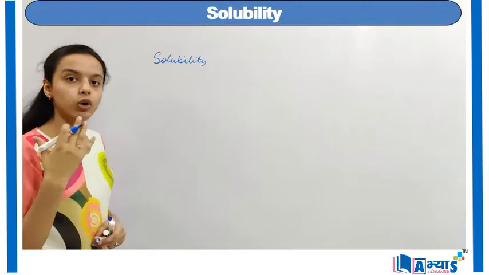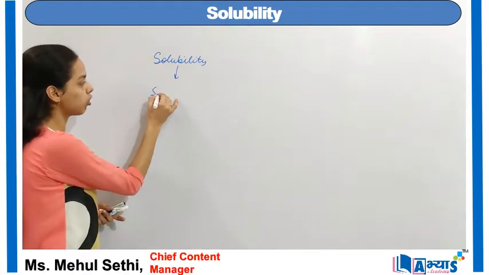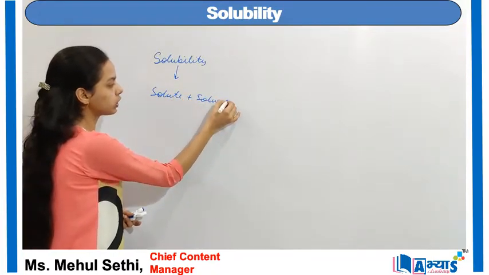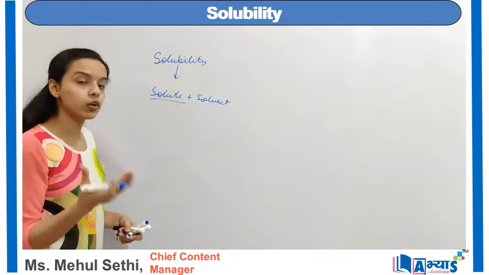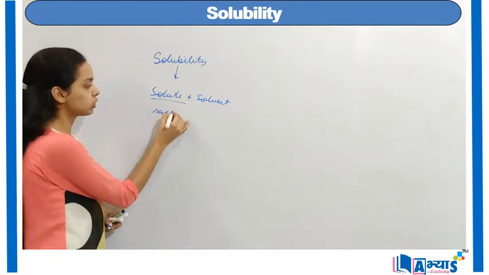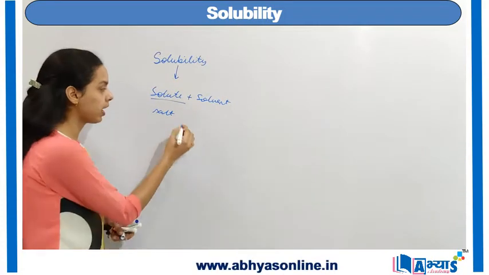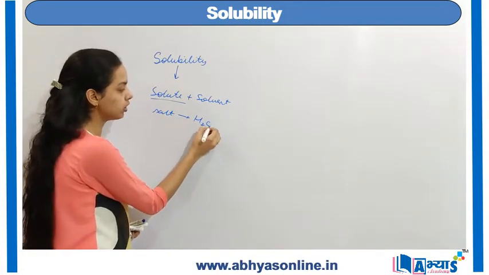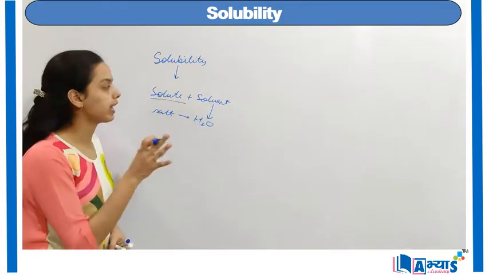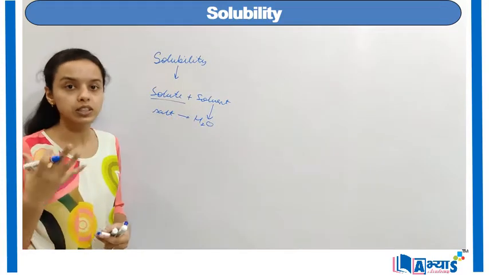About solubility: solubility is always of a solution, and a solution is always formed when a solute and a solvent are mixed together. The solute is that quantity which is lesser in amount. Suppose I am mixing salt, so salt is in the lesser quantity, so salt is actually the solute. And if salt is mixed in water, that is H2O, then water is in the larger quantity, known as the solvent. Now the mixture of salt and water is known as a solution.